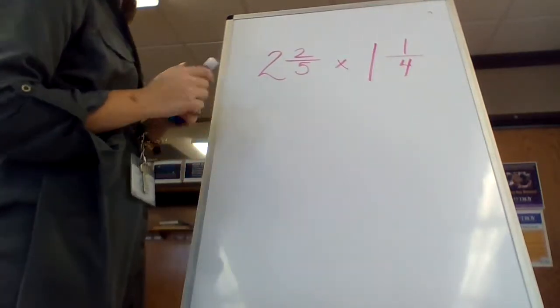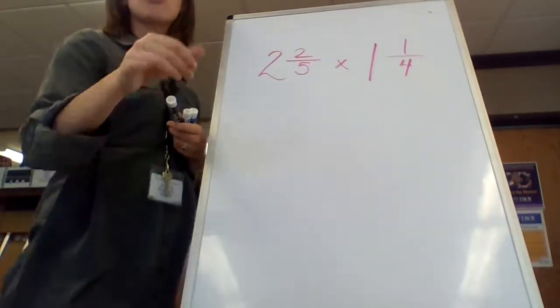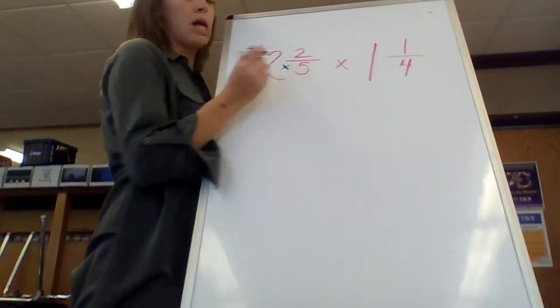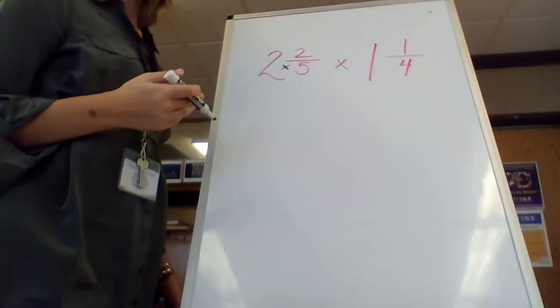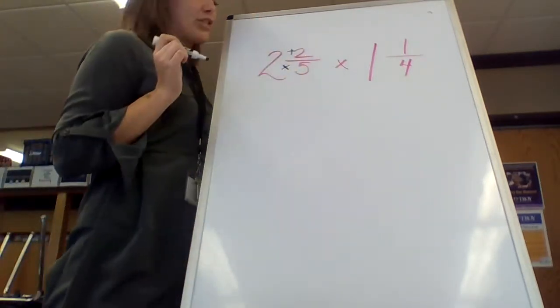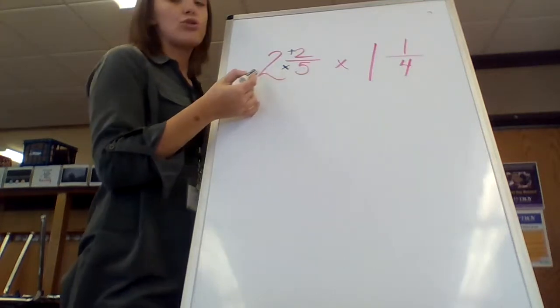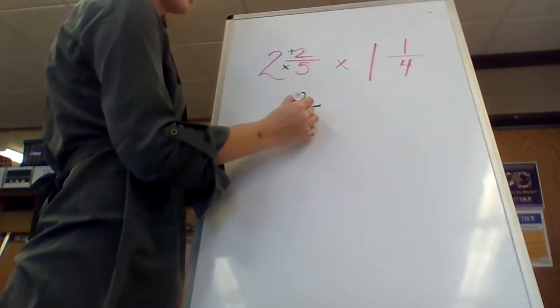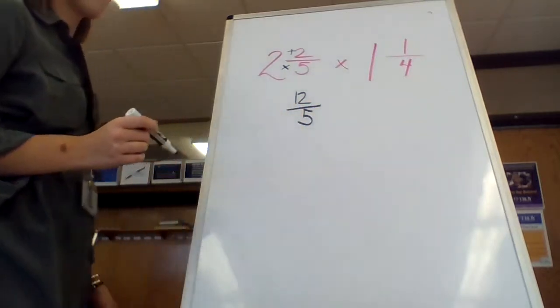All right, here we go. I see 2 mixed numbers. I want to turn them into improper fractions. How I do that is I multiply my denominator by my whole number and then add my numerator. 5 times 2 is 10, plus 2 more is 12. Keep our denominators the same.